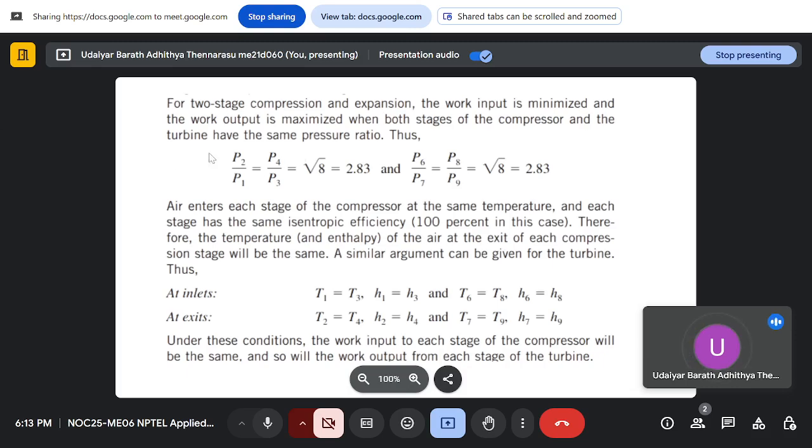So that's what this basically says. So if you see P2 and P3 are same, so if you cross multiply, we'll get P2 squared equals P4 into P1, so P2 equals the root of P4 into P1. So that's what we get from differentiating the work expression for the intermediate pressure, and that basically comes out to be that the pressure ratio is equal between the stages.